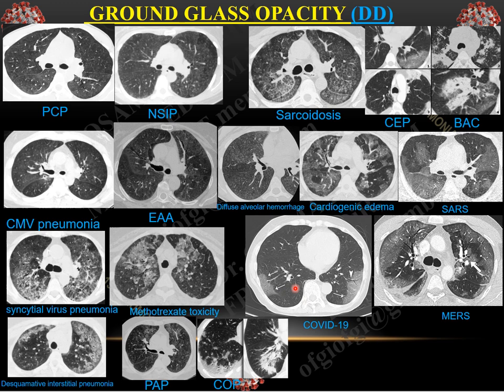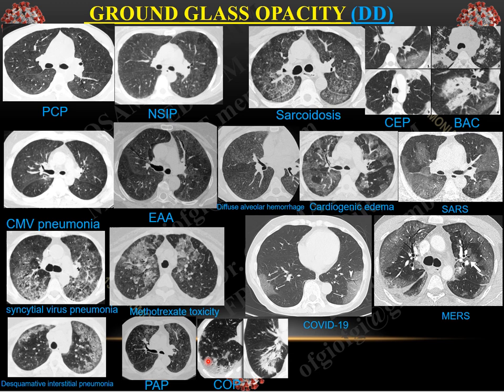And this is a MERS patient, Middle East respiratory syndrome, showing ground glass opacity and pleural effusions, which are a little bit rare to occur with COVID-19. And this is cryptogenic organizing pneumonia, which shows areas of consolidation and ground glass opacity patches, also in a subpleural distribution.